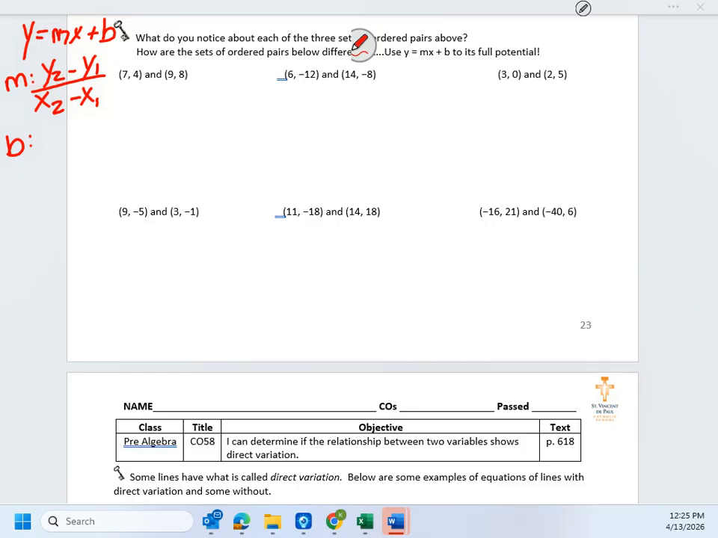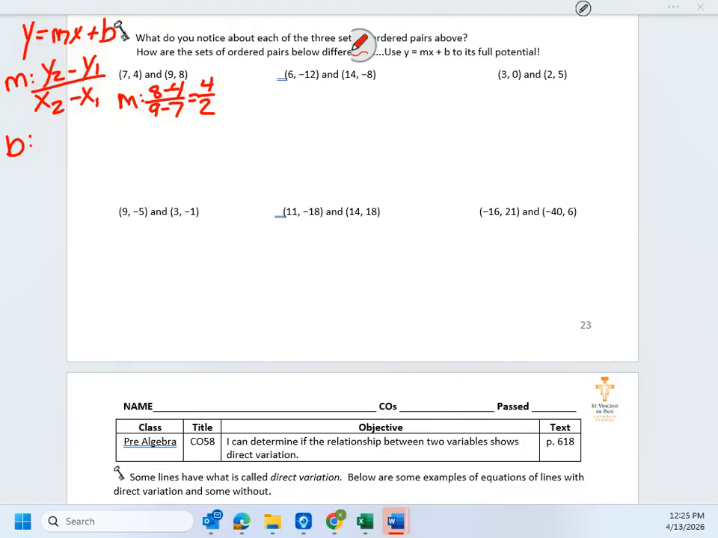So we're going to start off the same way. Our first step is always finding the slope. So how do I find the slope for these first two ordered pairs? Holland? 8 minus 4 over 9 minus 7. What does that give me, Holland? 4 over 2. Is that my final slope?